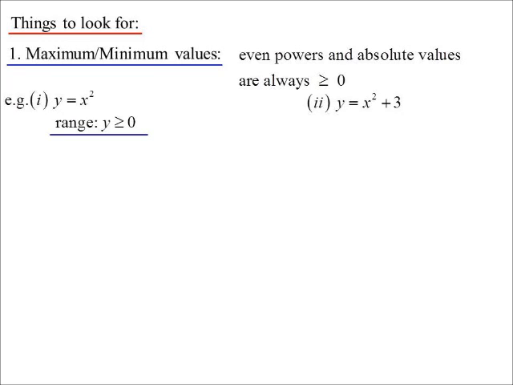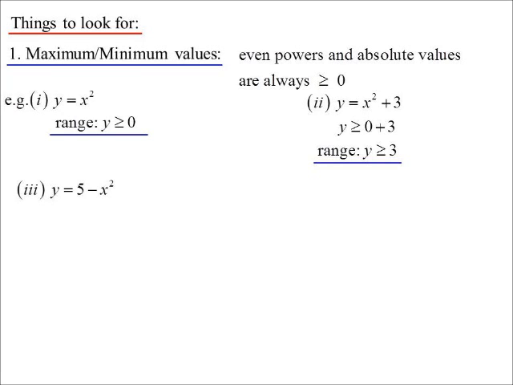So therefore, if I had x squared plus 3, well, the x squared can never be negative. So I know it's got to be greater than or equal to 0 plus 3. The smallest x squared could ever be is 0. So the range, therefore, becomes y is greater than or equal to 3. Because the square part, smallest it could ever be, is 0.